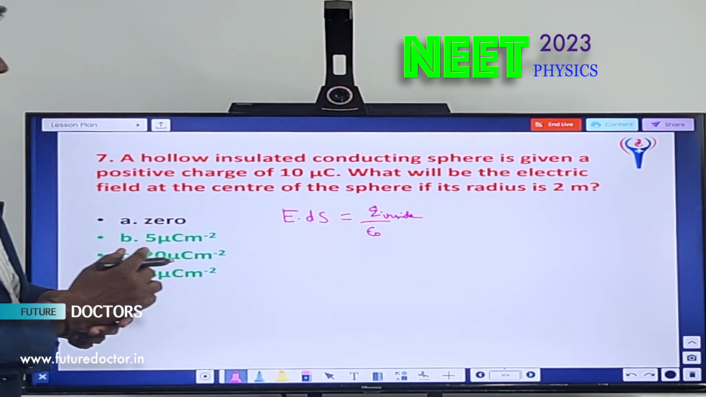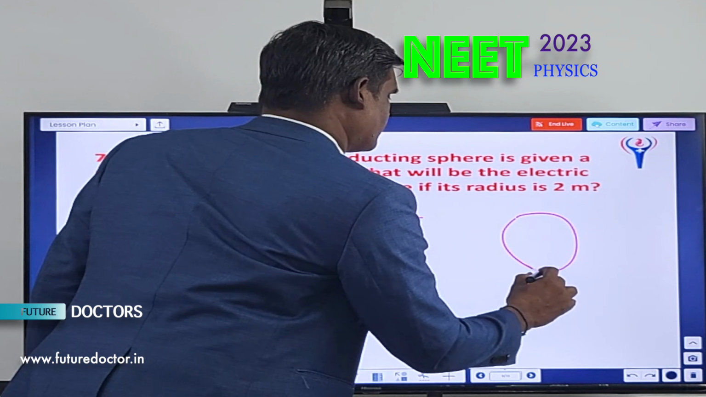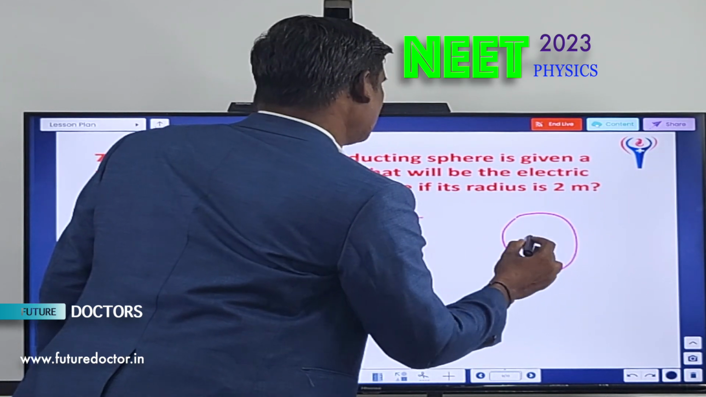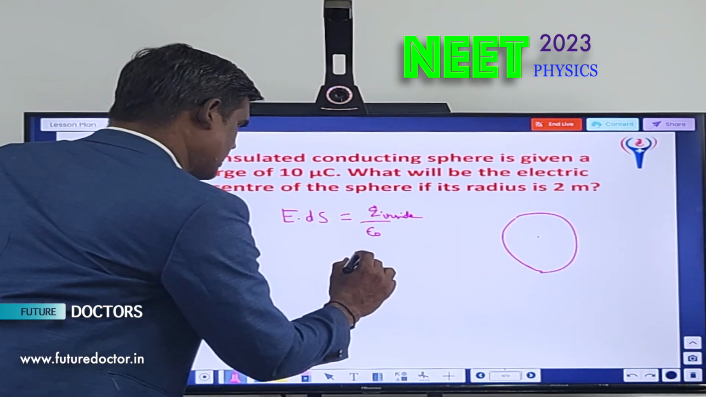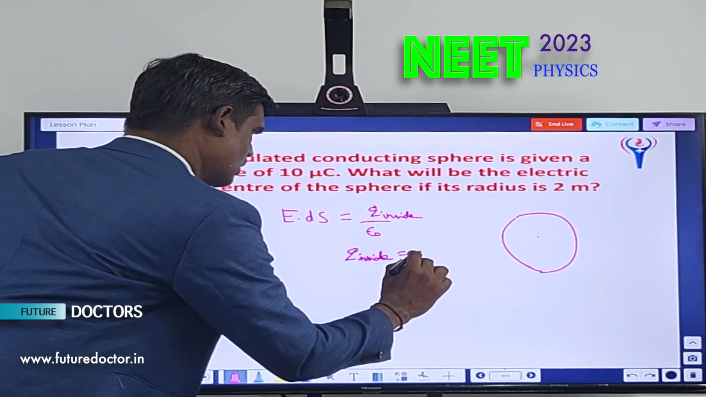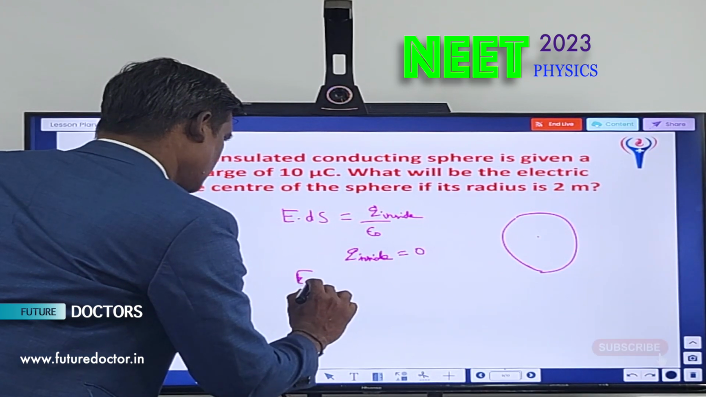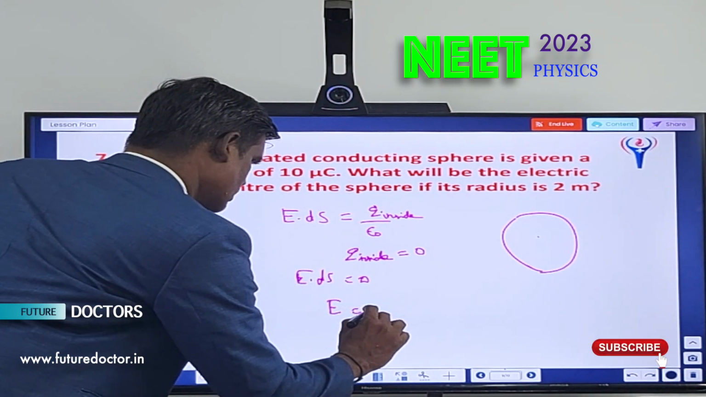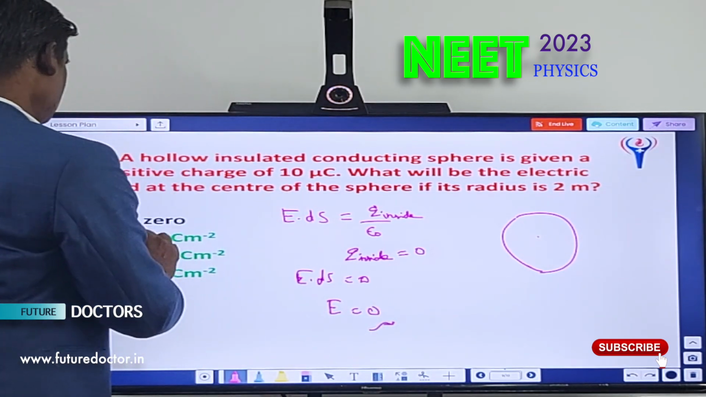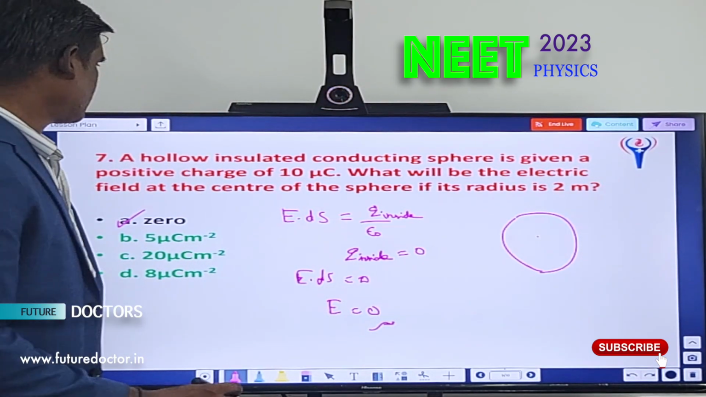What is the electric field at the center of the sphere? At the center of the sphere, inside, no charge is enclosed. So Q inside is 0. Therefore, E dot ds equals 0, or E equals 0. That is option A. Option A is the correct answer.